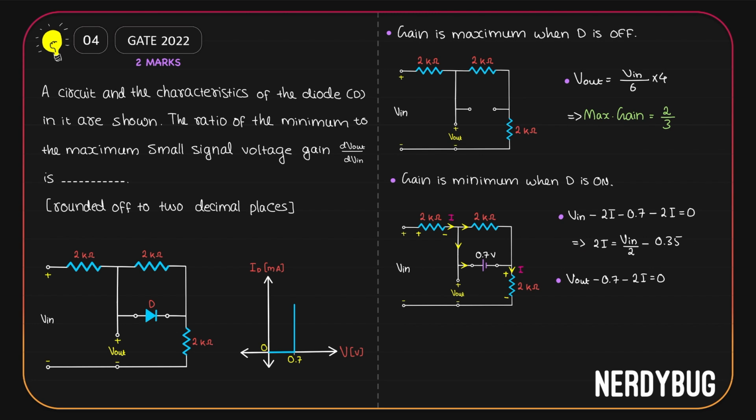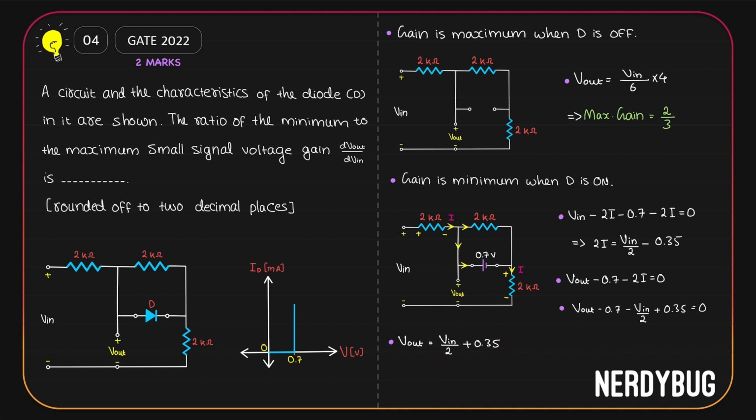But we already found 2I in terms of V input. So let us put it over here. That gives us V out minus 0.7 minus V in by 2 plus 0.35 is equal to 0. That gives us V out is V in by 2 plus 0.35.